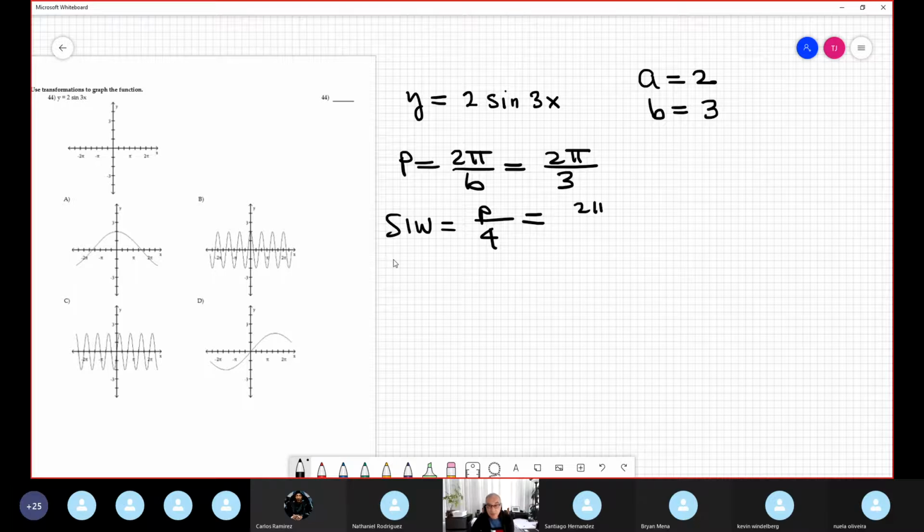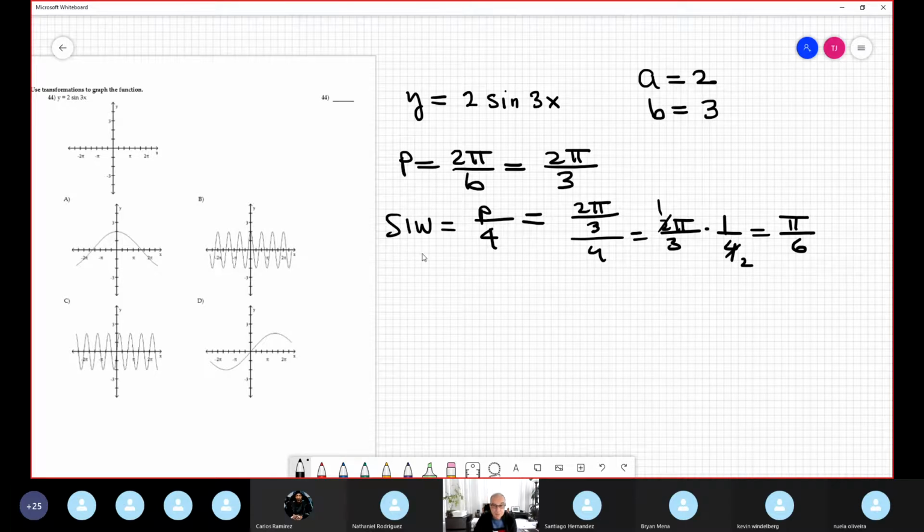It's 2 pi over 3 divided by 4. It's 2 pi over 3 times 1 over 4, which is pi over 6. Because 2 divided by 2 is 1, and 2 times 3 is 6, so pi over 6.